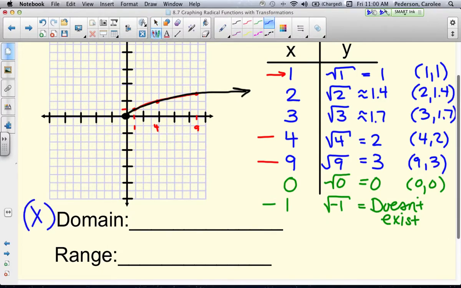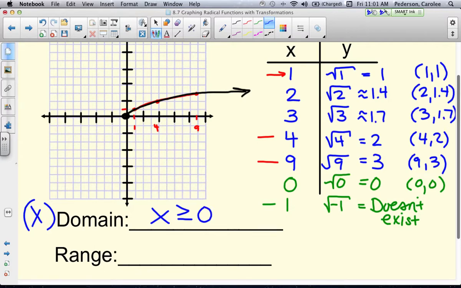So if we think back to our XY chart, could you plug in negative numbers? No. Could you plug in 0? Yes, we got (0, 0). So how we say this for the domain is x can be greater than or equal to 0.